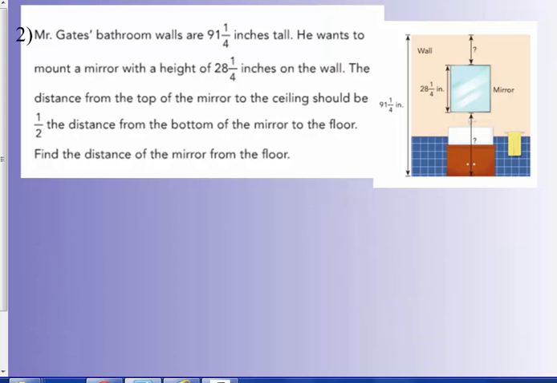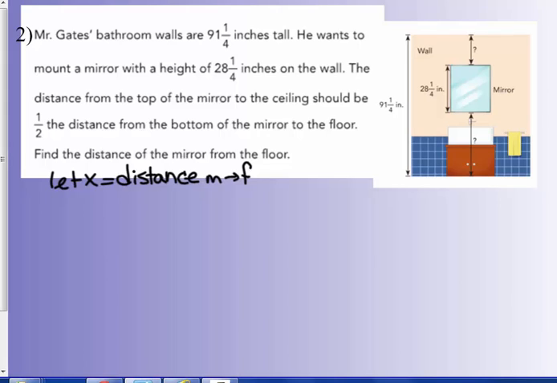Next example. Mr. Gates's bathroom walls are 91¼ inches tall. He wants to mount a mirror with a height of 28¼ inches on the wall. Nice picture here for us to look at. The distance from the top of the mirror to the ceiling should be half the distance from the bottom of the mirror to the floor. Find the distance from the mirror to the floor. Well, that's x. Let x equal that distance from the bottom of the mirror to the floor. I'm just going to say M to F here.